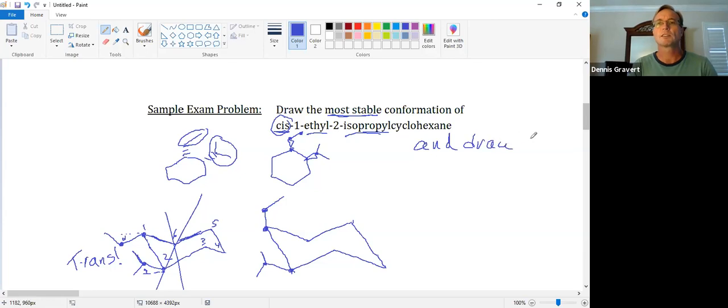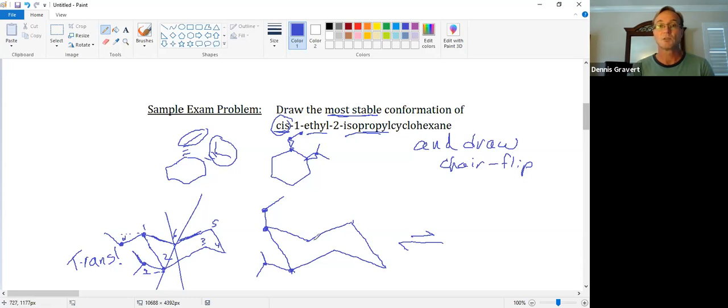What if the question also said, after you draw the answer, draw the chair flip? I don't know why you'd have to do that, but maybe the teacher just wants to make sure you know how to do a chair flip. Or maybe you accidentally put the isopropyl on an axial bond and the ethyl equatorial and you don't have the most stable conformation. So then you have a chance to fix it.